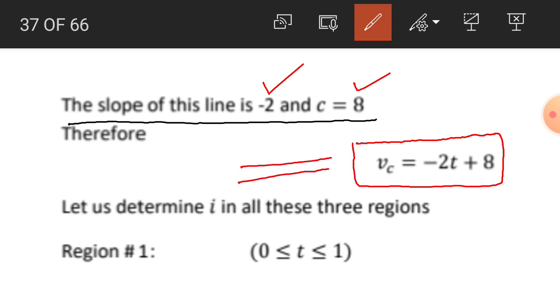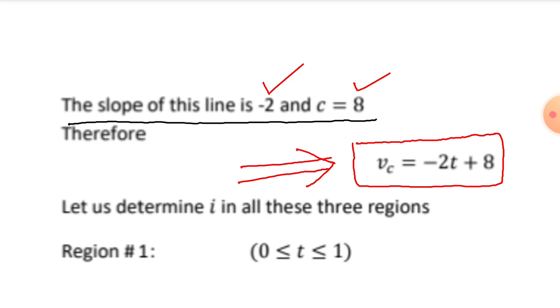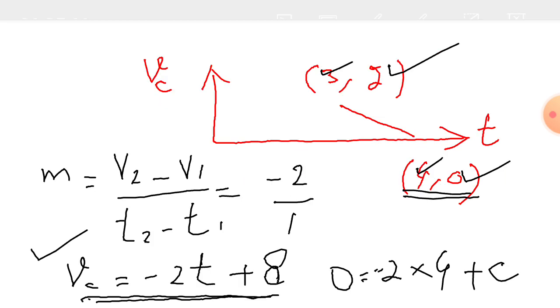This is the instantaneous equation for the voltage across the capacitor, and this is the instantaneous expression for the voltage across the capacitor. So we have calculated the voltage in region number 1.